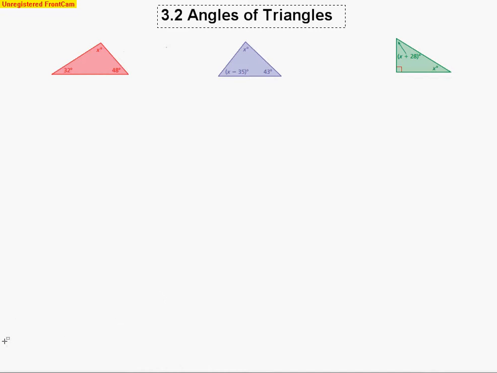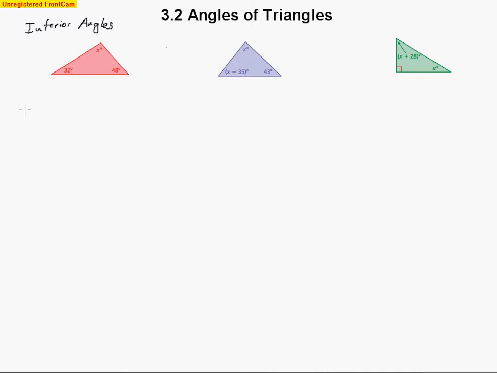This is the tutorial for Chapter 3, Section 2, titled Angles of Triangles. We've got two different types of problems we're going to end up seeing here. We're going to either find interior angles of triangles or exterior angles. In this case, we're looking at interior angles. The interior angles are just the ones inside the triangles, like 32, x, and 48.